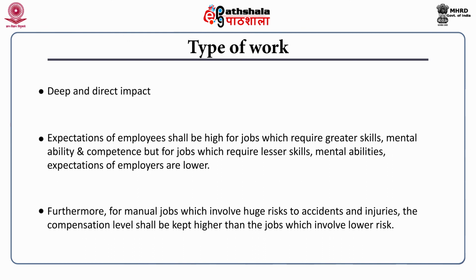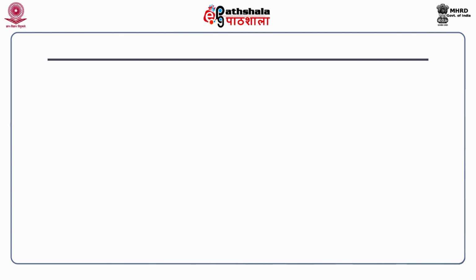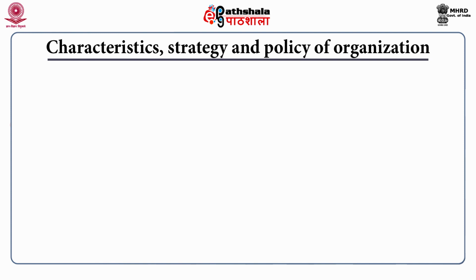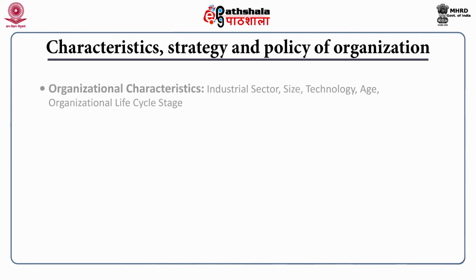Thus, there are a lot of factors which affect compensation, and the conditions of work, nature of job, and availability of specific skills are critical to compensation fixation. Organizations play a key role in determining compensation of employees. Its features, plans, and policies drive the compensation management process. Organization characteristics include industrial structure, size, technology, age, and organizational life cycle stage.